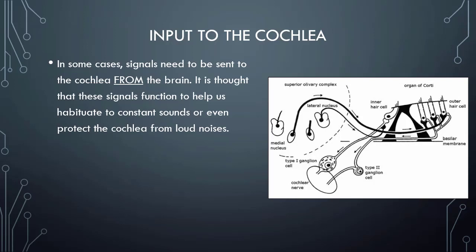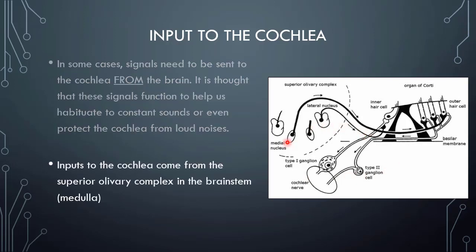But the other thing is it can prepare us for particularly loud noises. So when you yourself are getting ready to scream, your brain will actually send a signal down to the cochlea that says, hey, I'm gonna let out a really big scream. You should probably get ready for this. And so these are the kind of signals that we send down from the brain. And these signals come from a part of the brainstem, specifically called the superior olivary complex. And these signals can come down and synapse right on the hair cells.